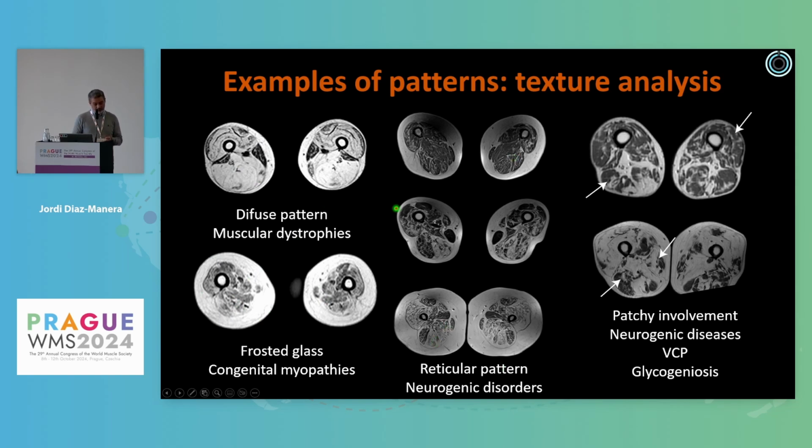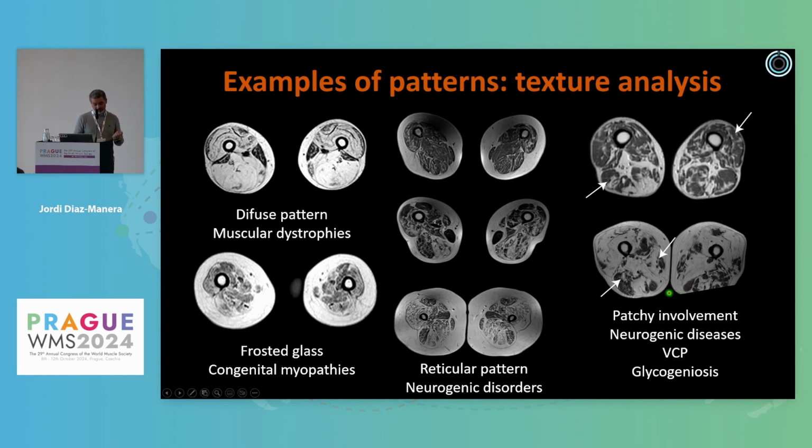So this is a completely different pattern. I'm pretty sure that you can already identify that this is not similar to what we have seen in muscular dystrophies. It's what we call the reticular pattern, where you have these trabeculae inside the muscle that are increasing in size until we arrive at later stages of the disease, where you still can see small areas of muscle that is not affected. This is the reticular pattern seen in neurogenic diseases, very characteristic of patients with Charcot-Marie-Tooth or spinal muscular atrophy.